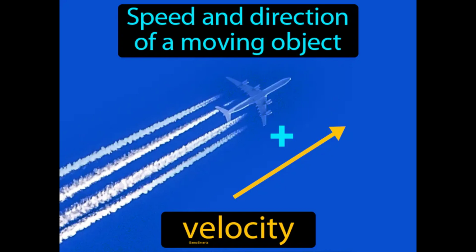Speed and direction of a moving object. Velocity. Velocity is how fast an object is moving and in which direction.